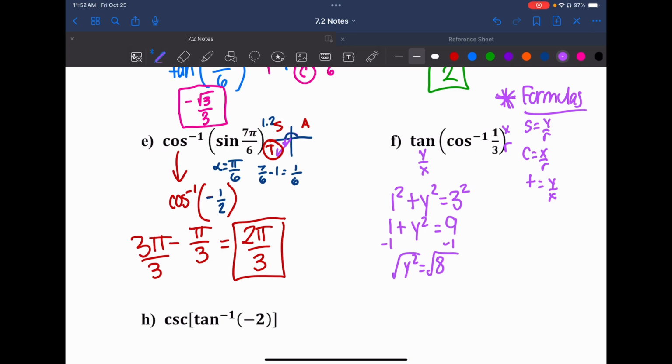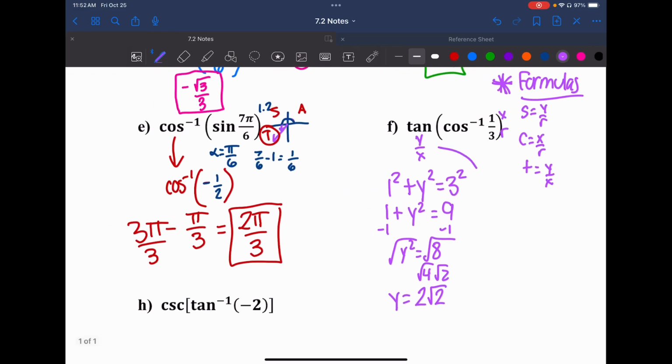I'm going to have to take the square root of that, so I'm going to do 4 times 2. Square root of 4 times square root of 2 is square root of 8. The square root of 4 is 2. We leave that other 2. So that's our y. So to find tangent now, y is 2 square root of 2. X is 1. Leaves you with 2 square root of 2.